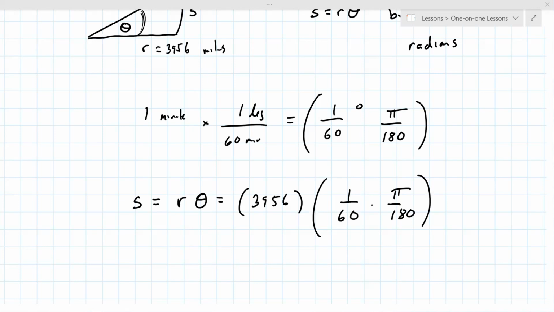Wait, do I put it in radian mode? Or do I put it in degrees? No, radian mode is when you're taking the sine, cosine, or tangent. That's when you care about that. Okay, I got 1.15. Yes. Okay.